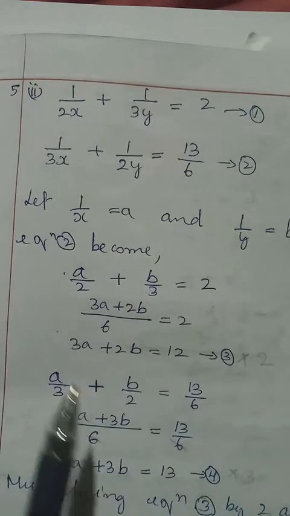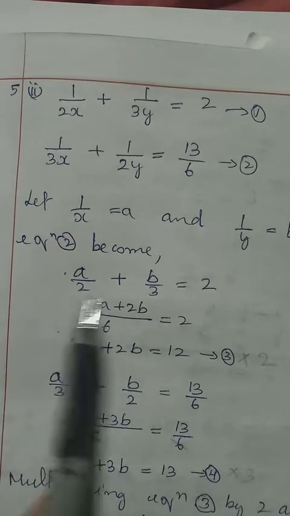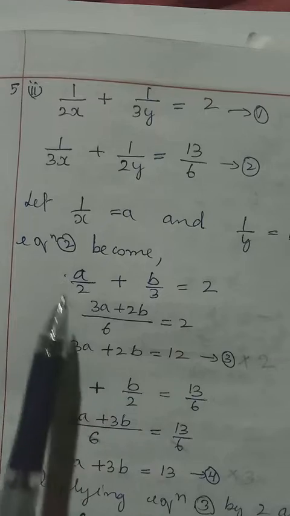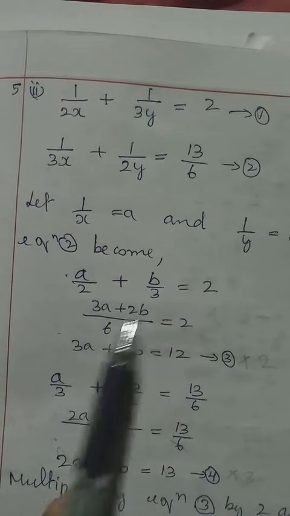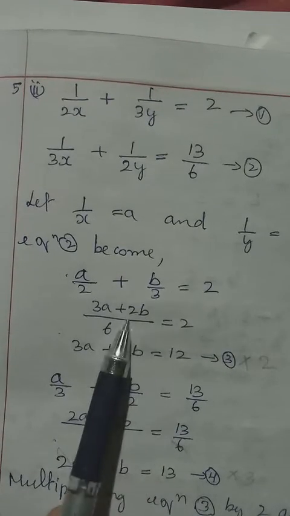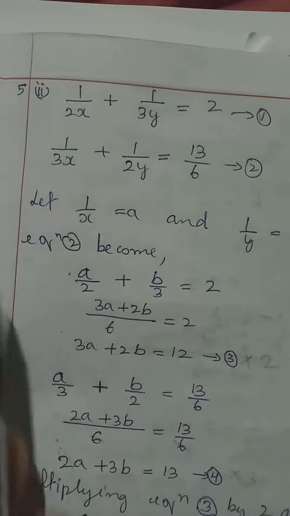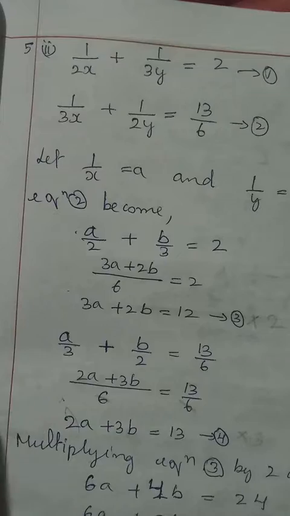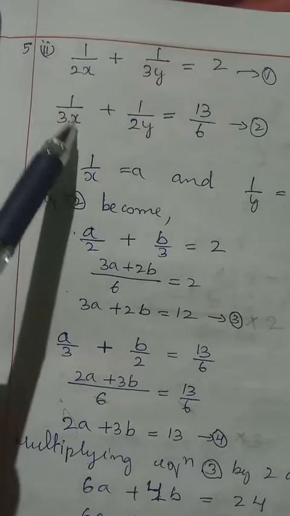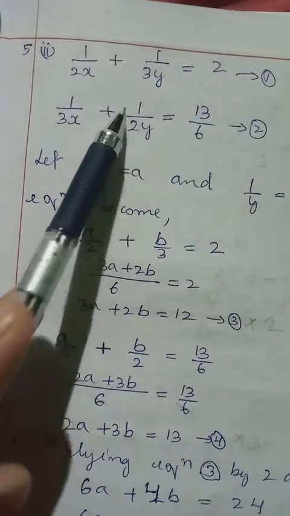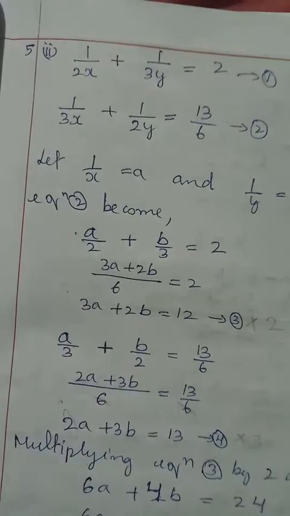Then let us make it linear by finding LCM. LCM of 2 and 3 is 6. 6 divided by 2 gets 3, 3 into a, 3a; 6 divided by 3 is 2, 2 into b, 2b; cross multiplying, the right side will be 12. We name it as equation 3. Then the second one also, 1 by x we can put a by 3, plus 1 by y, b by 2, equal 13 by 6.